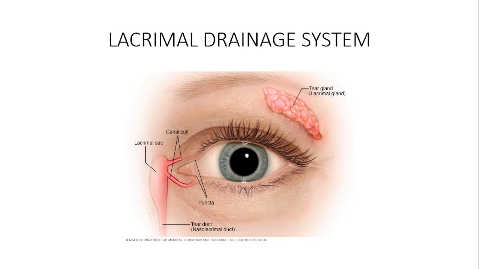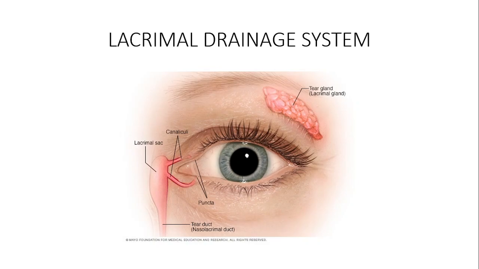Okay, so we have grossly looked at the structures that help production of tears, how these tears are drained as they pass on the surface of the eyeball, and how finally they end up in the nasal mucosa where they are absorbed. Ladies and gentlemen, remember that sometimes when you cry, you see water coming from your nose. It is very simple.